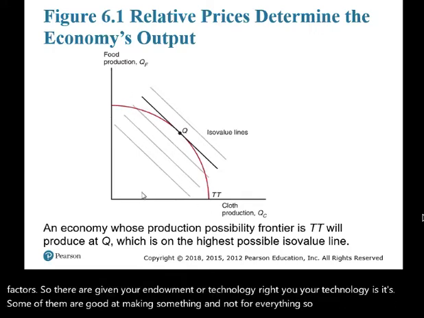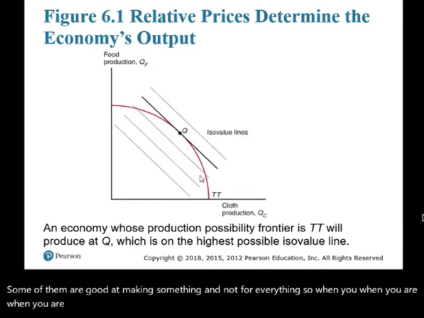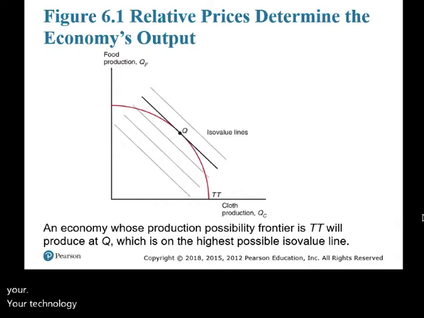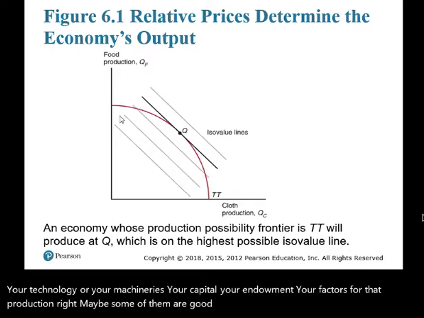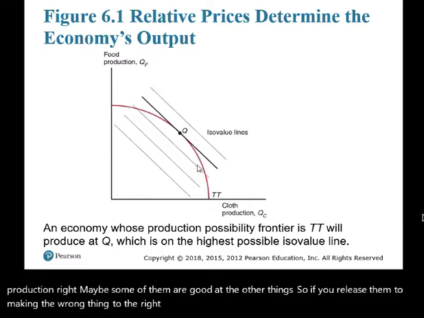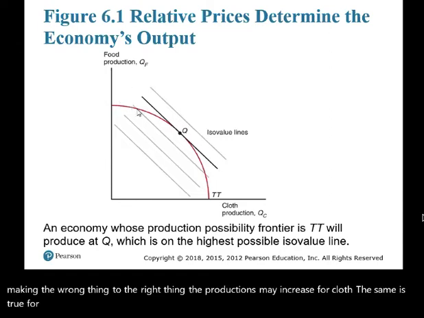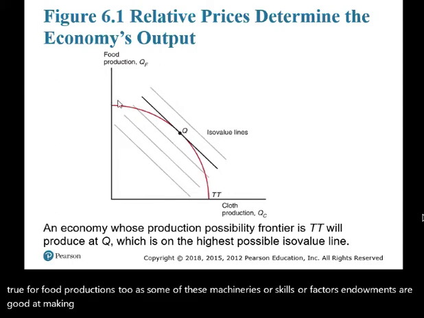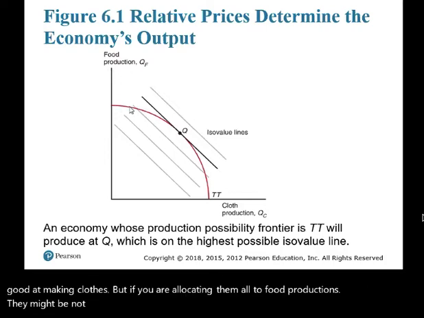So when you are allocating all resources to one production, you may not fully utilize your technology, your machinery, your capital, your endowment, your factors for that production. Maybe some of them are good at other things. So if you release them from making the wrong thing to the right thing, the production of clothes may increase. The same is true for food production too. Some of these machineries or skills or factor endowments are good at making clothes, but if you allocate them all to food production, they might not be very efficient, right?